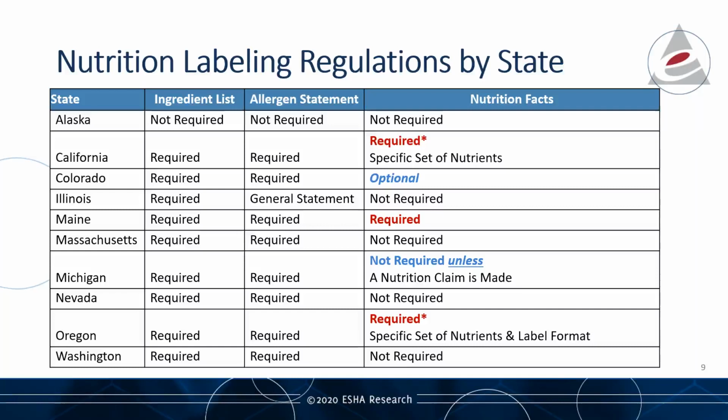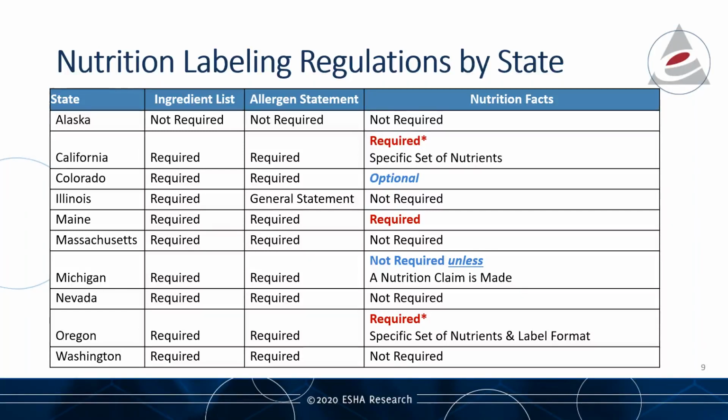You can see here some of the states that have legalized recreational and medical marijuana products, as well as the descriptions of the nutrition labeling requirements that they have in place. In all of these listed, you can see that ingredient and allergen information is required.